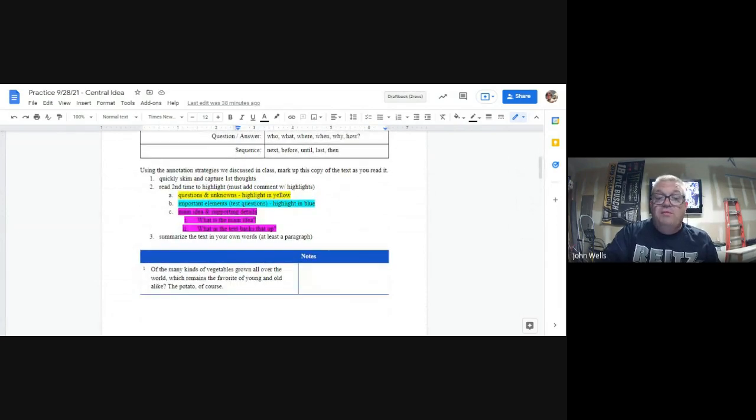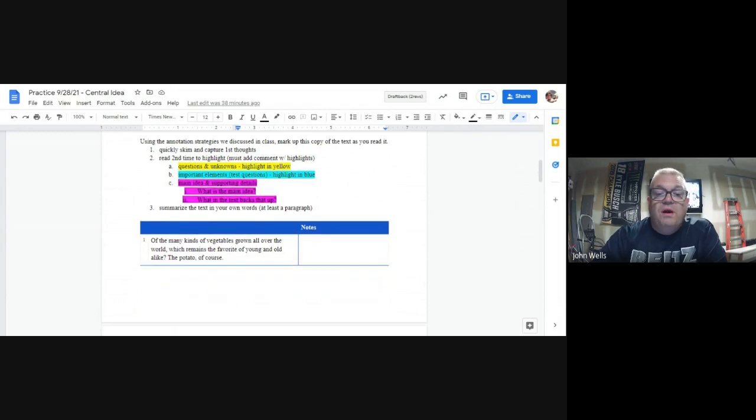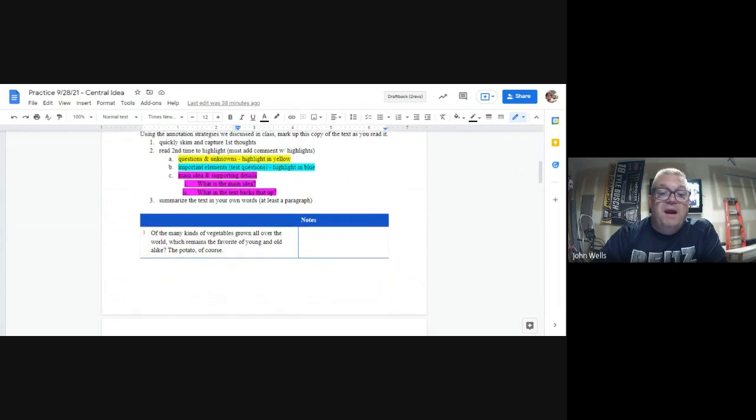Then we want you to reread it, this time highlighting in yellow the things that you have questions about. Maybe you don't understand it. Maybe you don't understand the vocabulary, or it's something that you just want some more additional information about. Then we're going to highlight in that blue color the things that are important: the who, the what, the where, the when, the why, the how, the things that you need to know to understand this text. If I want to really understand this text, these are the things that I have to know.